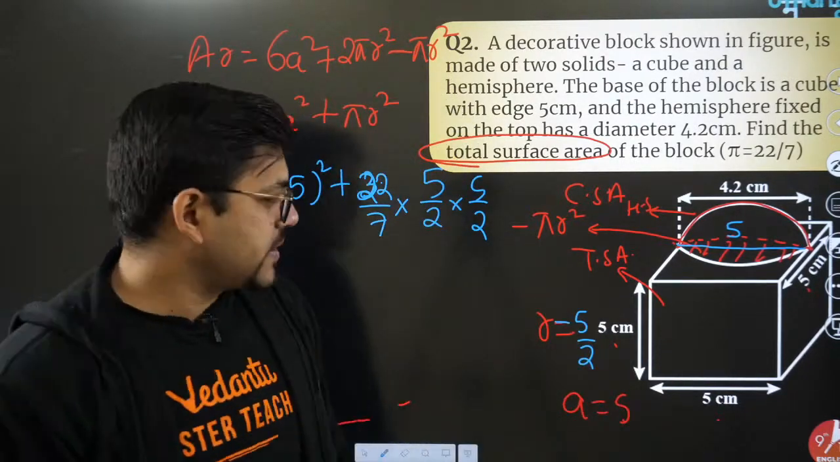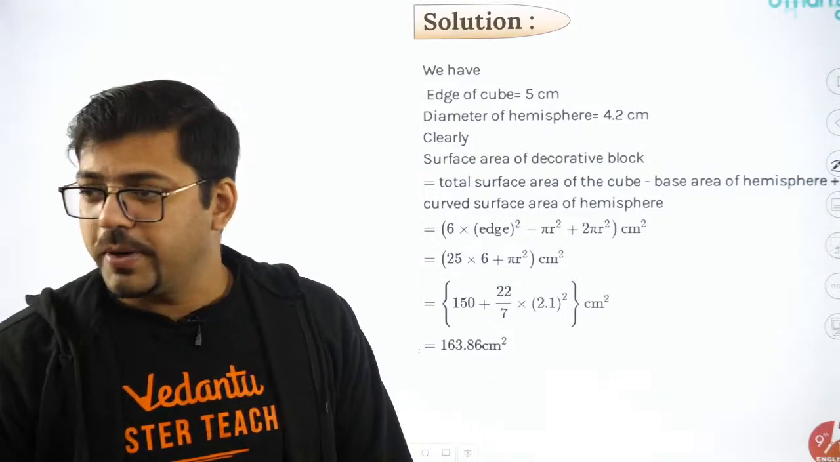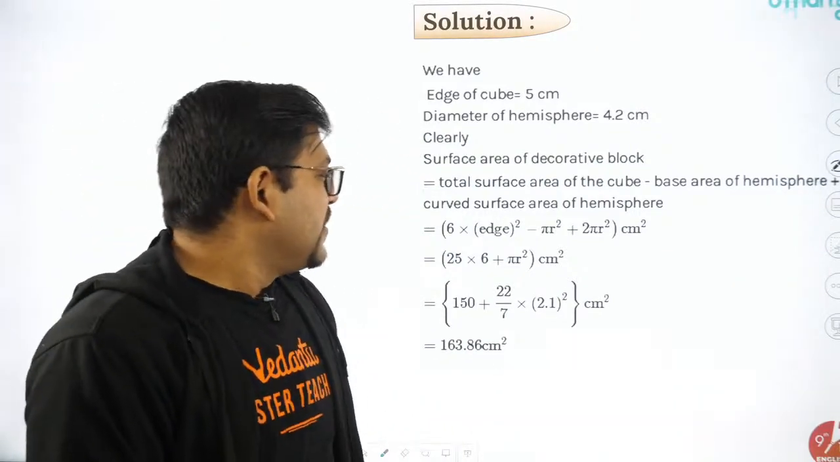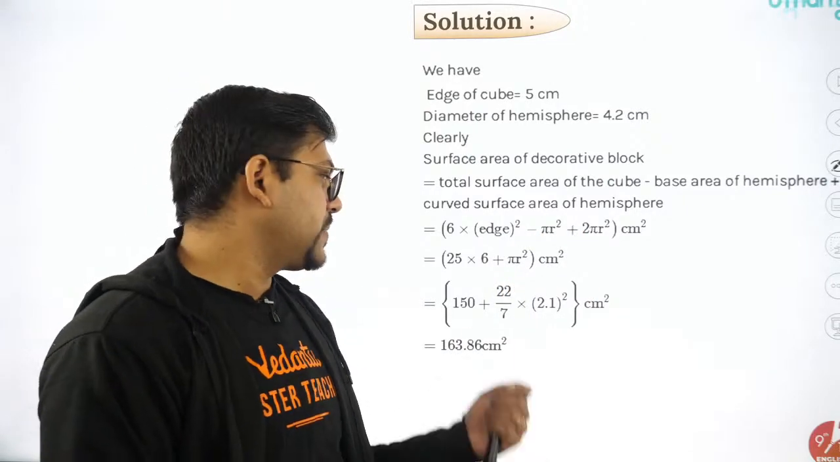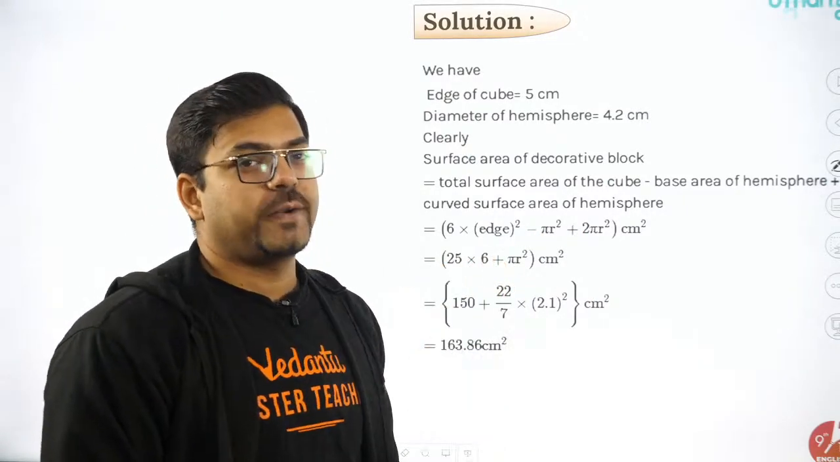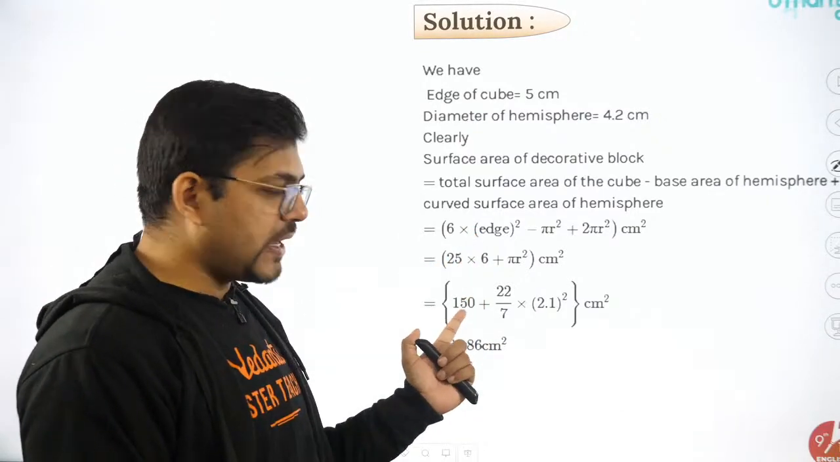163.86. Gaurav is saying 163.86. I don't know. 163.86. Wow, Gaurav. Pretty impressive, buddy. So 6a square minus pi r square plus 2 pi r square, which is precisely 6a square plus pi r square. 6a square is 5 square, edge is 5. So that's what we got.